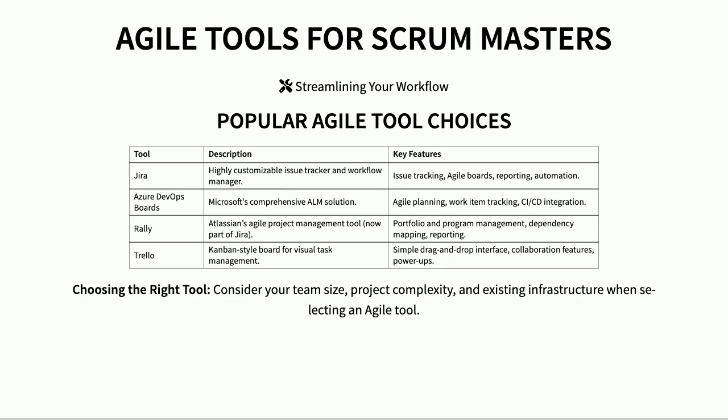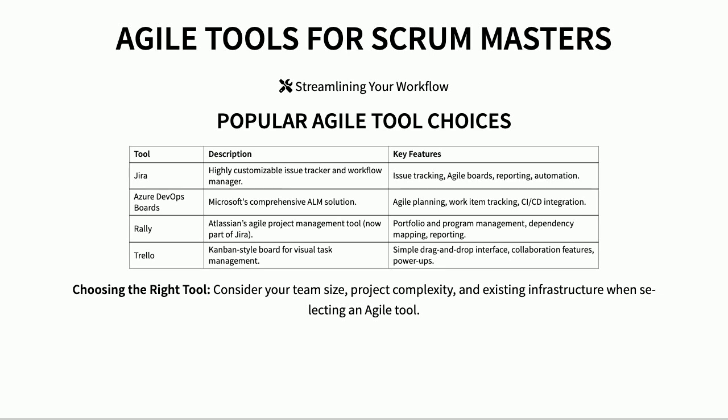Jira, Azure DevOps Boards, Rally, which is now part of Jira, and Trello. Jira is really powerful for tracking issues and managing workflows. It can be customized to fit almost any team's needs. Azure DevOps Boards is Microsoft's all-in-one solution that includes agile planning alongside continuous integration and deployment.